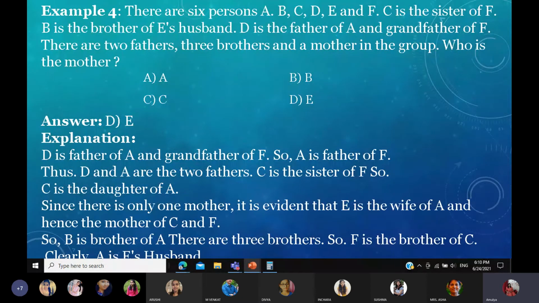A is the father of F. Thus, A and D are the 2 fathers. Where C is a sister of F, so C is the daughter of A. Since there is only 1 mother, it is evident that E is the wife of A, so the mother of C and F. B is the brother of A and there are 3 brothers. So F is the brother of C. Clearly, A is E's husband.